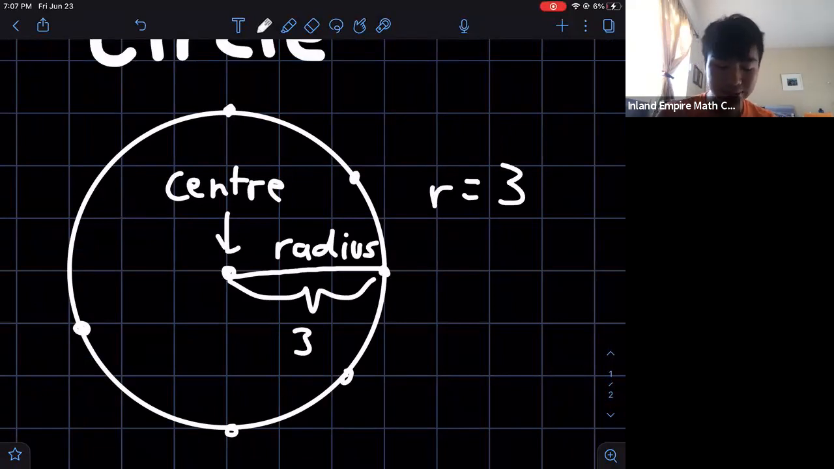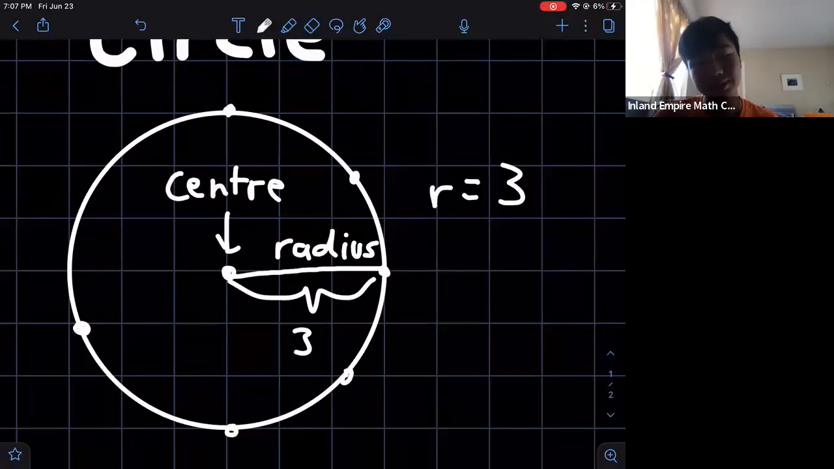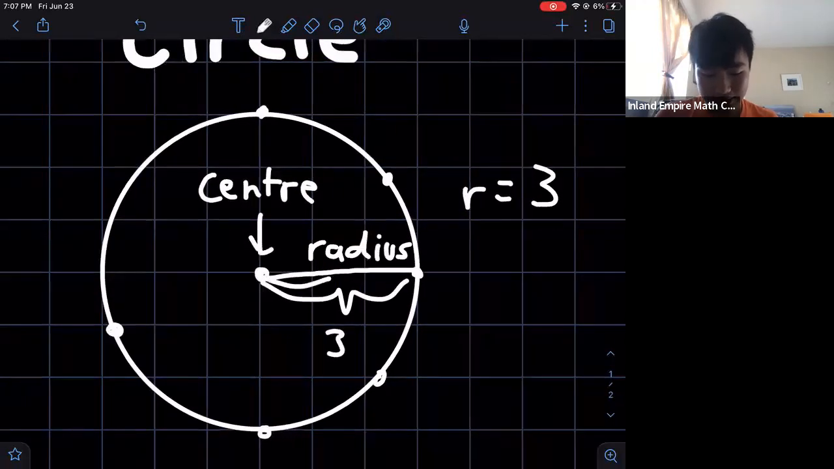If you actually want to figure out exactly what the distance is, we can use the Pythagorean theorem, but we're not going to be discussing that today. We're going to mainly discuss the geometric implications of a circle. So the radius is this distance right here.